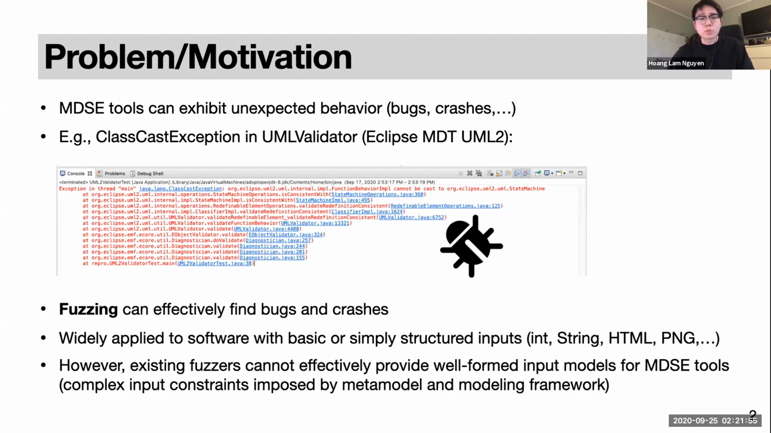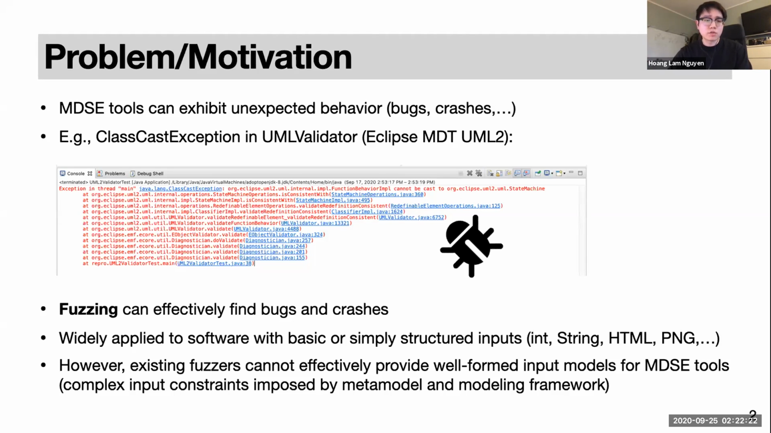One of the most popular techniques to automatically find bugs or crashes is fuzzing, where the main idea is to repeatedly execute the program under test with automatically generated inputs. Fuzzing has been successfully applied to general purpose software that process basic inputs such as integers or strings, up to simply structured file formats, for example, HTML, PNG files.